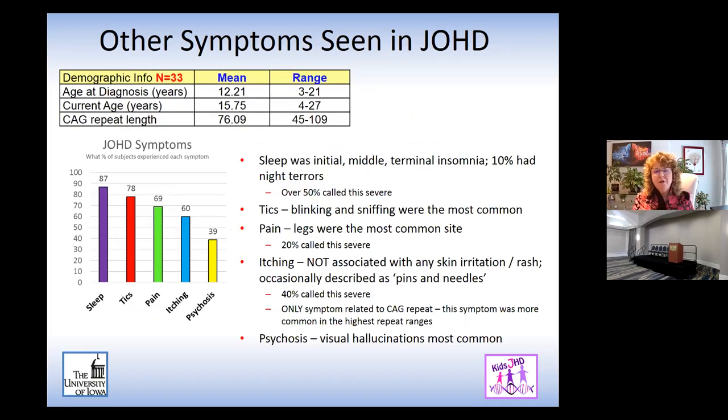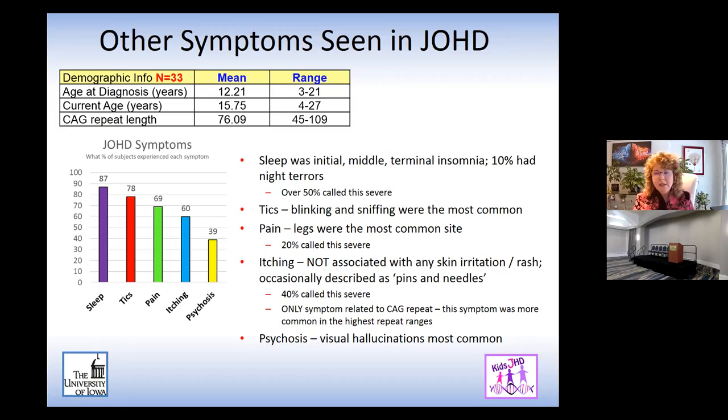So we got 33 responses, and we got them really quickly. It was really great to see and to be able to get this data immediately. Out of those 33 patients, the average age at diagnosis was 12, but it ranged from 3 to 21. When the parents filled out the survey, their child with JoHD was around 15, ranging from 4 to 27. And the CAG repeat length was very wide, 45 to 109.